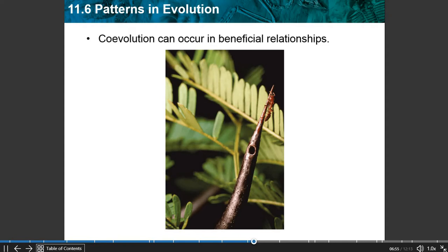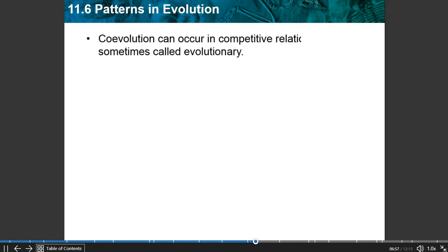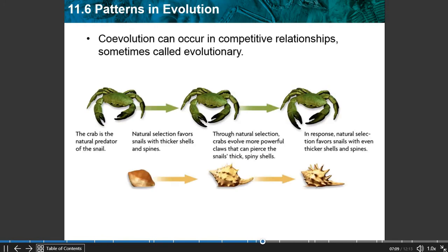It's a thorn that the insect is able to live in. Coevolution can occur in competitive relationships as well, sometimes called an evolutionary arms race. So you end up with the crab, the natural predator of that snail, and the snail starts to get spines to protect itself from the crab. In response, natural selection favors the snails with even thicker shells and spines, so they start to grow that way because of what their predator was doing to them.